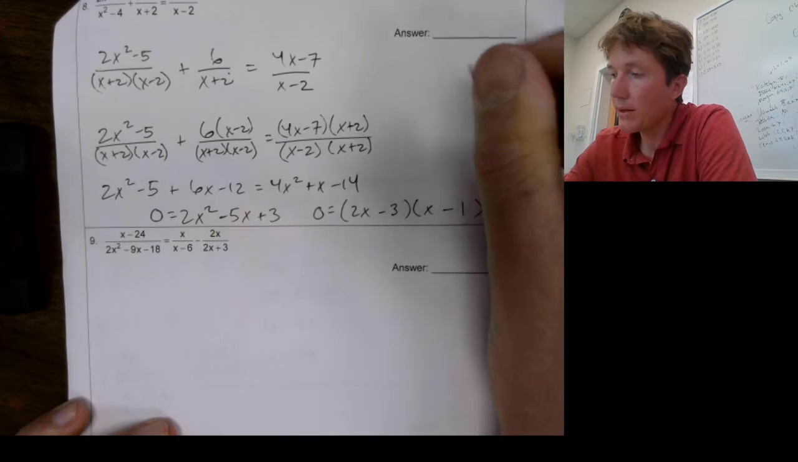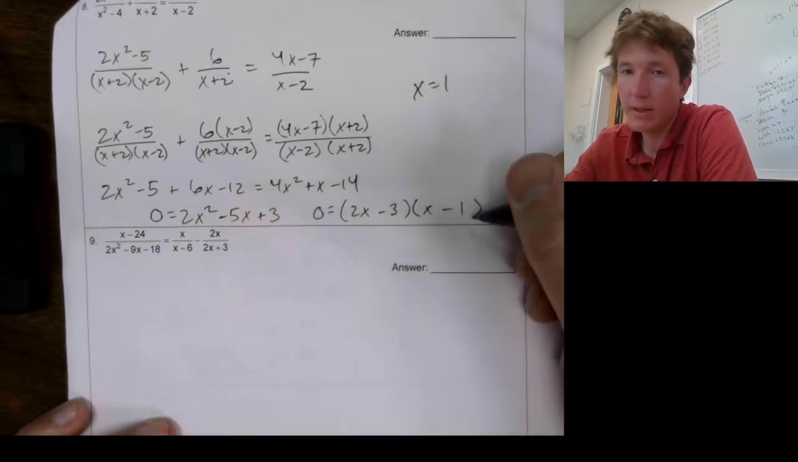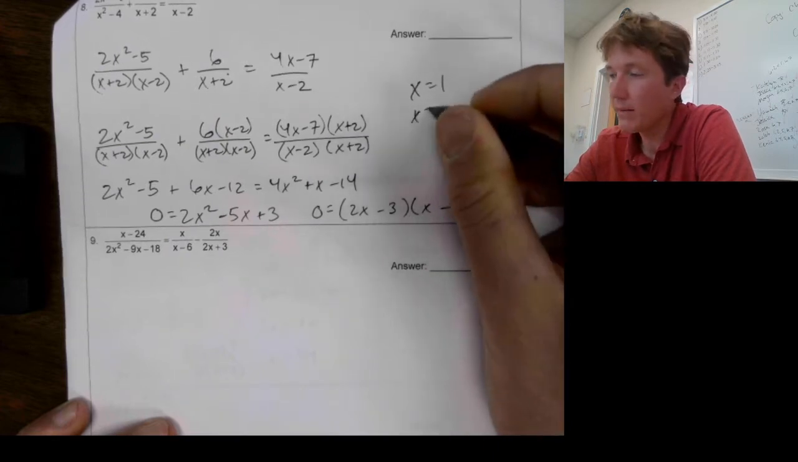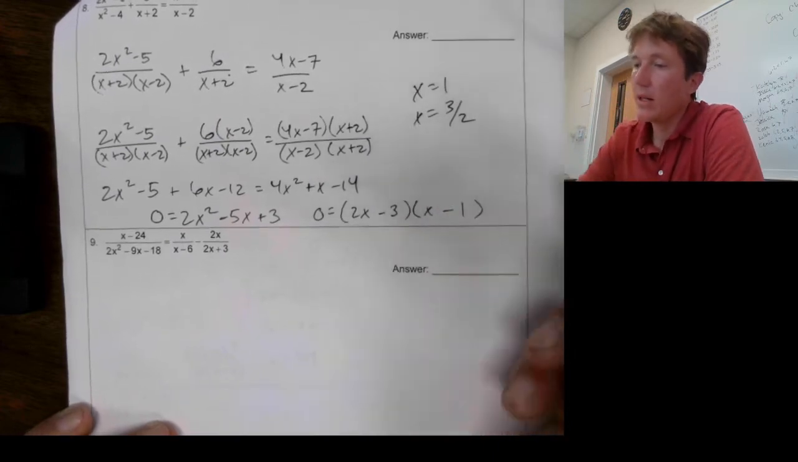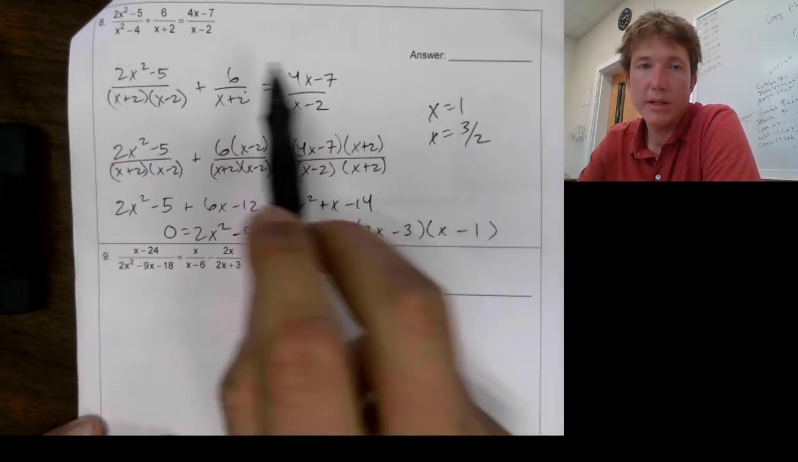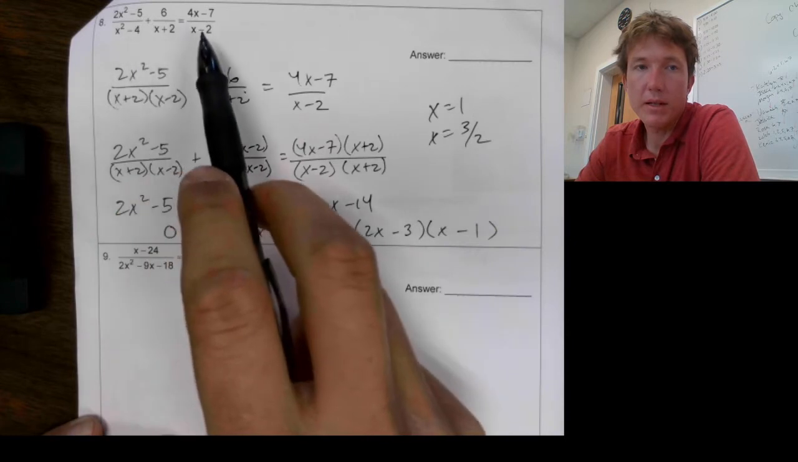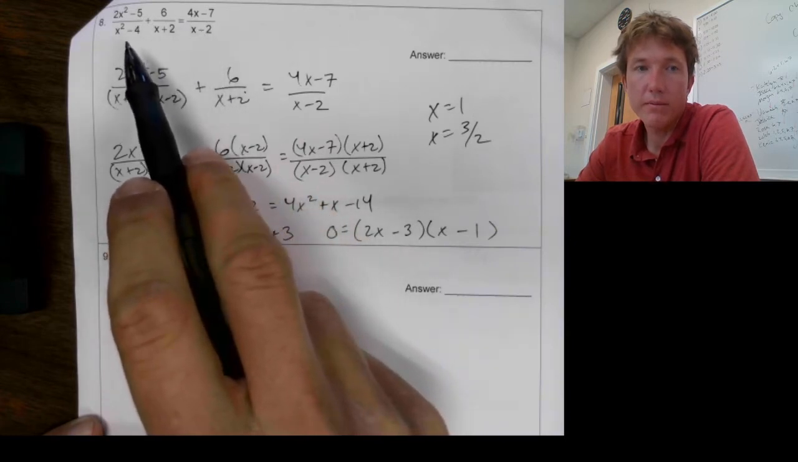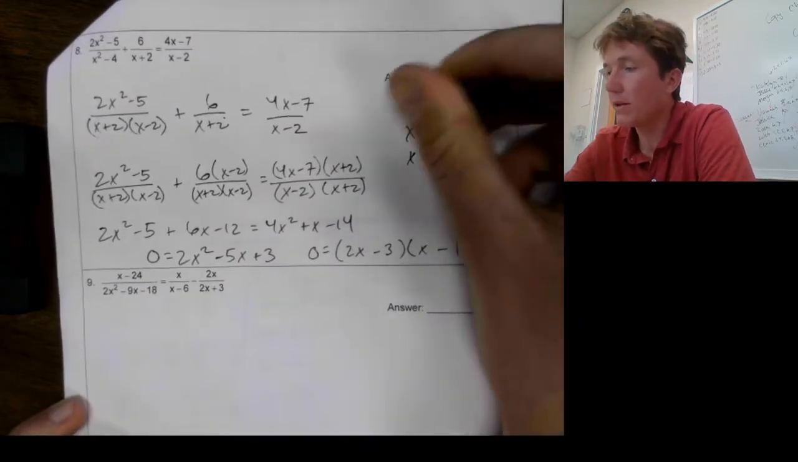So two solutions here. I have x equals 1, comes from here. This is going to be 2x equals 3, so x equals 3 halves. And then go ahead and plug those in. Would these equal 0 on the base? No. Yeah. So these are my two solutions.